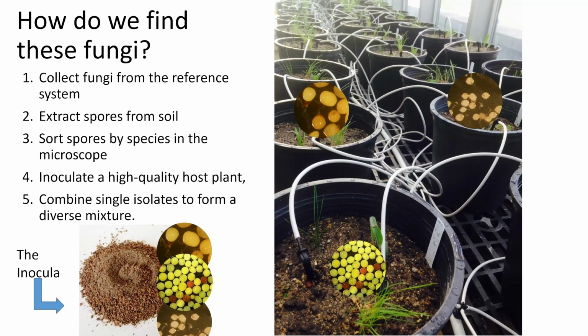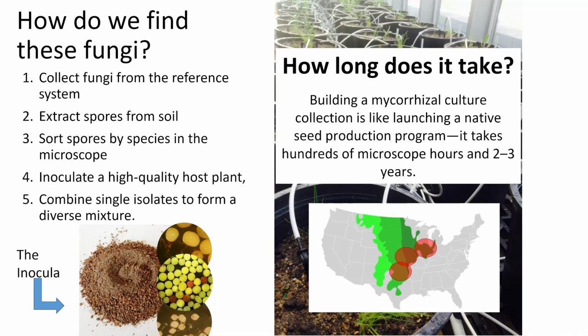So this whole process takes a really long time. To acquire the fungi, it usually takes about 2 to 3 years. Think about it in terms of starting a native seed nursery, right? It's a lot of work, and we need a lot of specialty equipment to do this, so it's really time consuming. Even once we have fungi in collection, it takes about a year to produce enough to do a restoration experiment. So that's how we grow them.